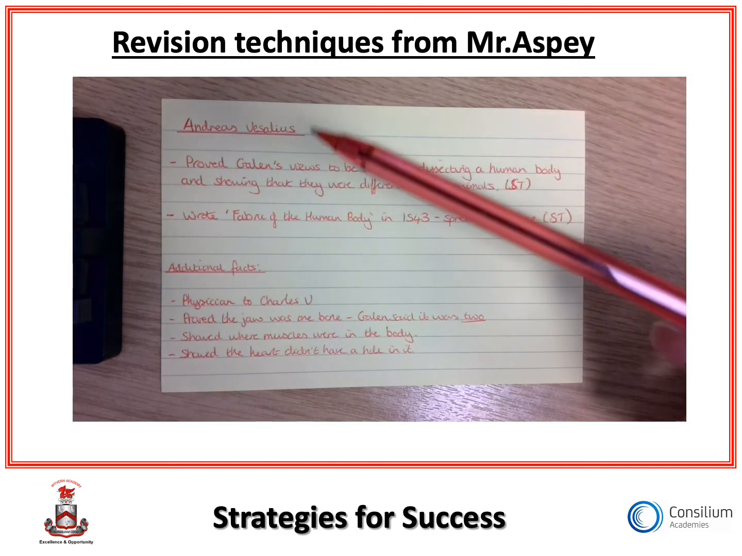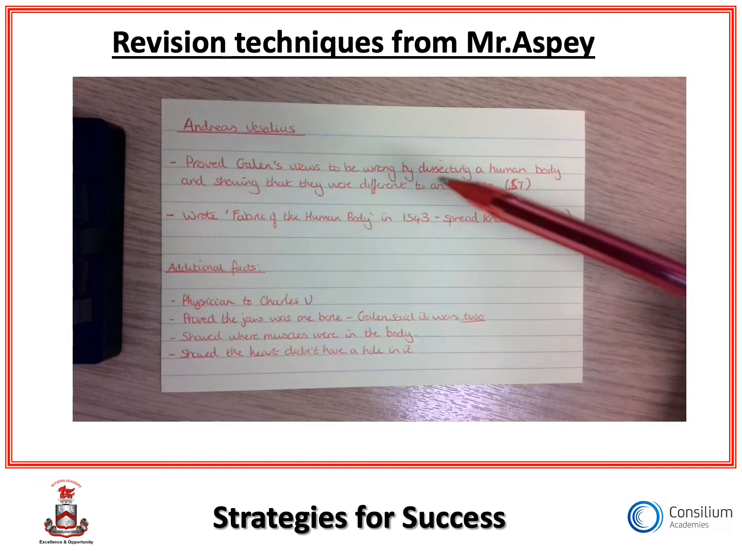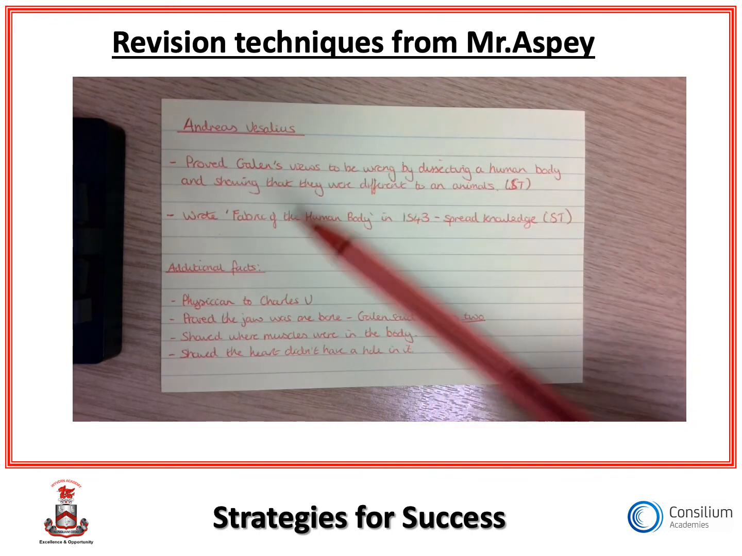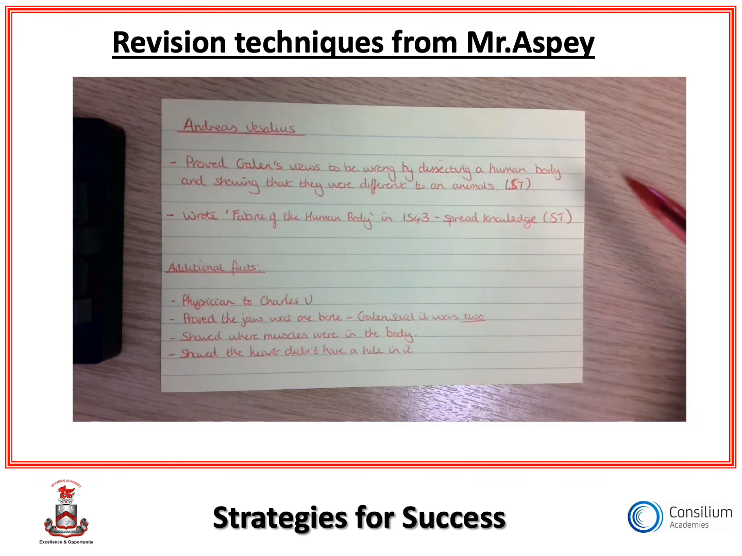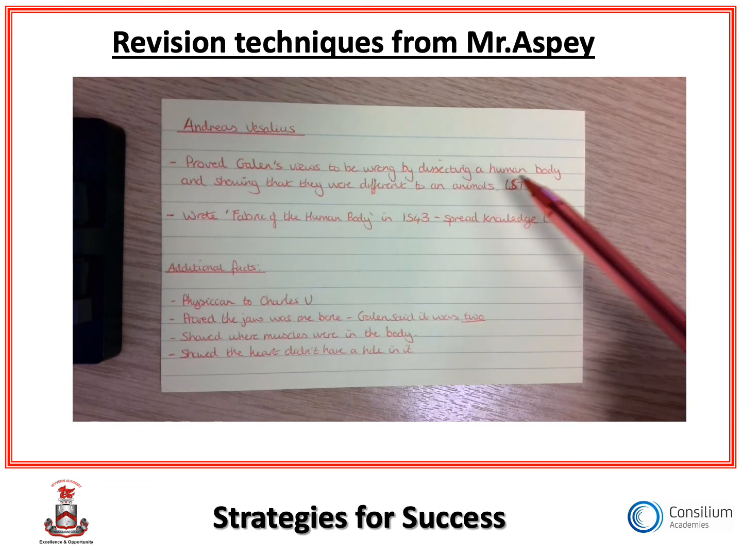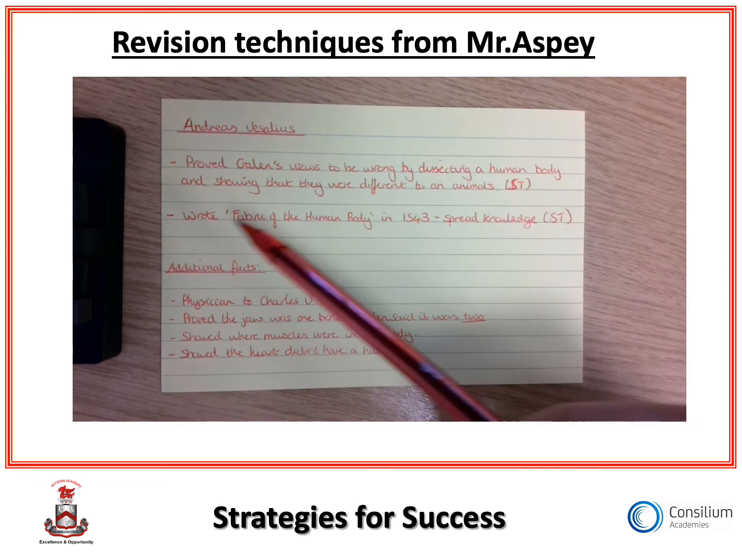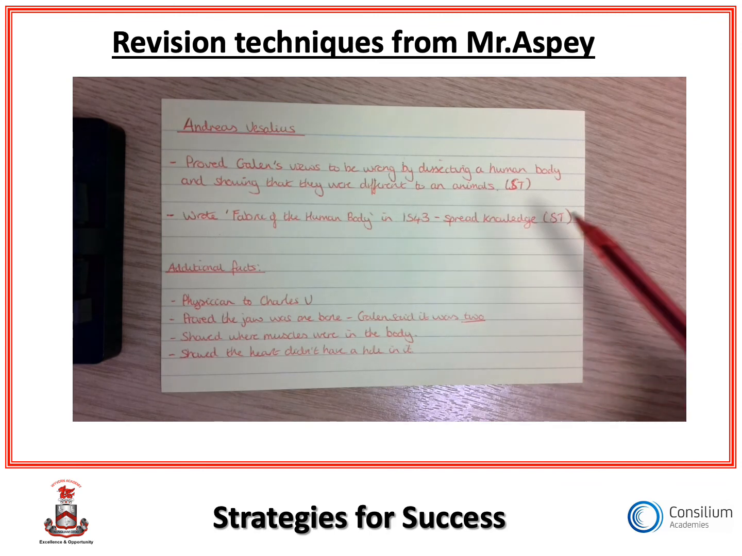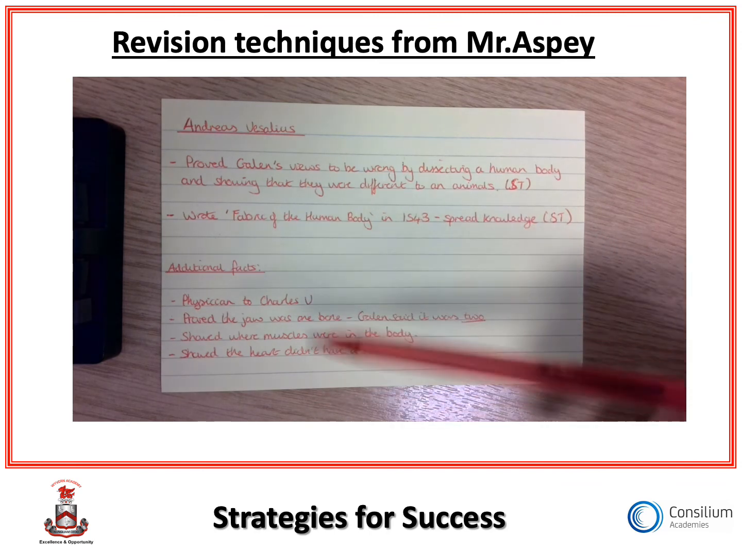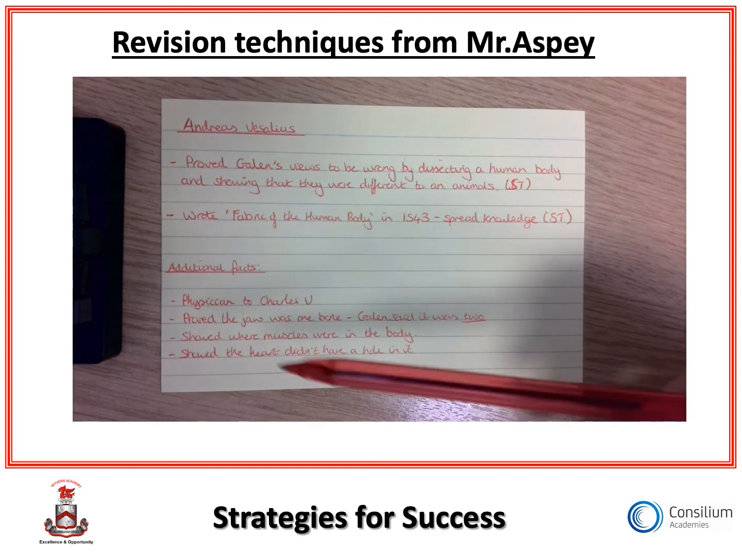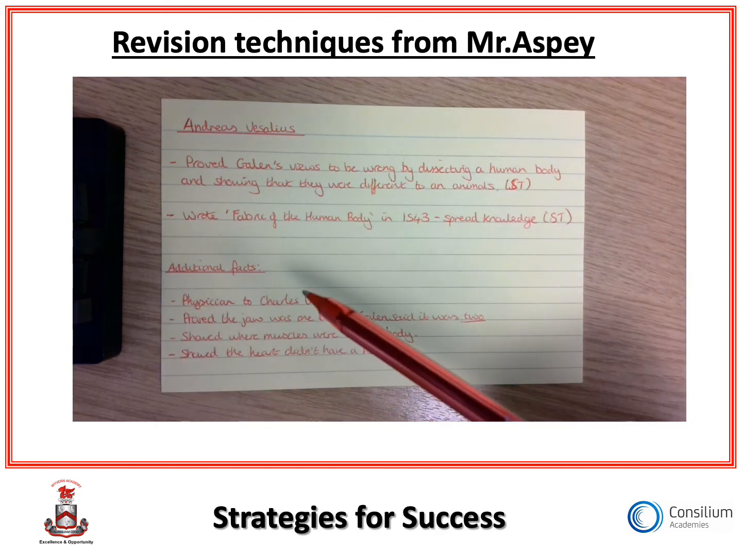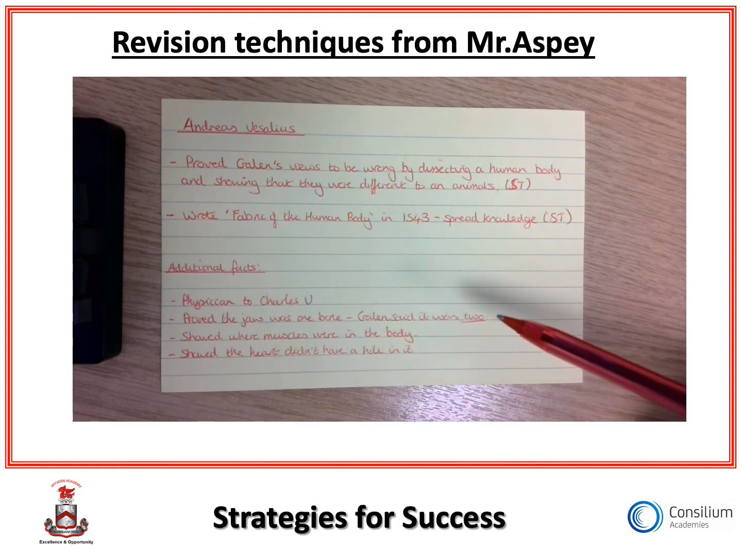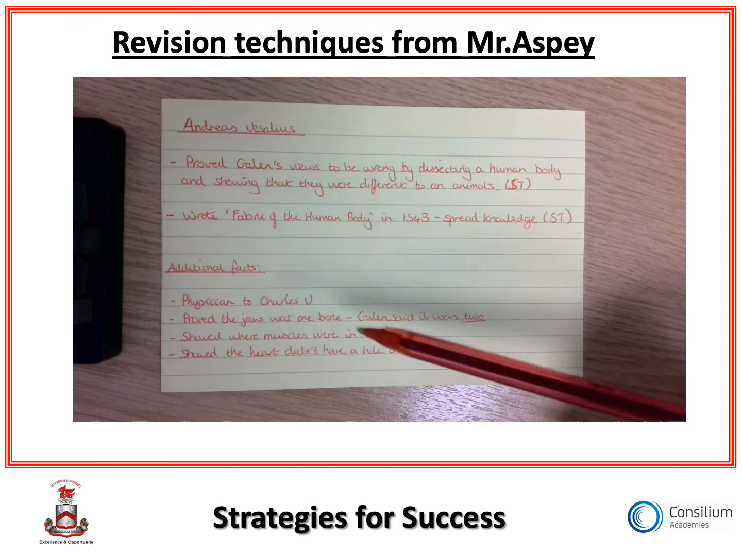So for this, we've got Andreas Vesalius, for example, and we've got key facts about him: that he proved Galen's use to be wrong by dissecting the human body and showed that they were different to animals, right? And I've put ST because that's a short-term significance. We also have wrote Fabric of the Human Body in 1543, and that was important because it spread knowledge, and again, that's short-term. I've also got down at the bottom here some additional facts about Vesalius, things like he was physician to Charles V, and that he proved the jaw was one bone because Galen thought it was two, and obviously other key facts about him there.